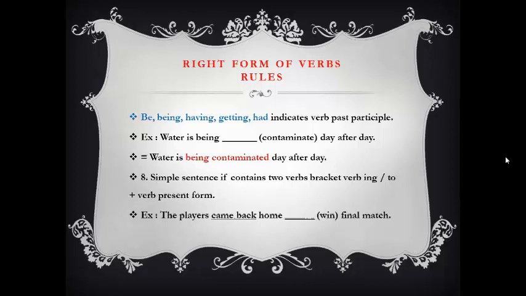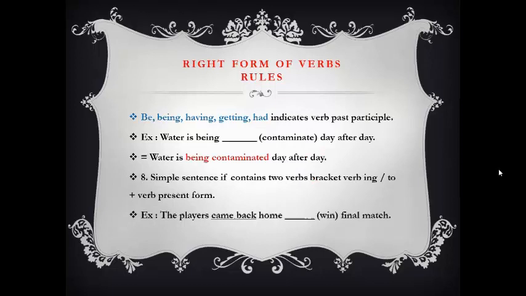Be, being, having, getting, had indicate verb past participle. Please follow the example: water is being contaminated day after day. Here the answer is being contaminated. So verb past participle will be used after being. Please watch the next example. A simple sentence, if it contains two verbs, takes verb ing plus verb present form. Please follow the example: the players come back home win final match. Here come back is a verb and another win is a verb. So what is its answer?